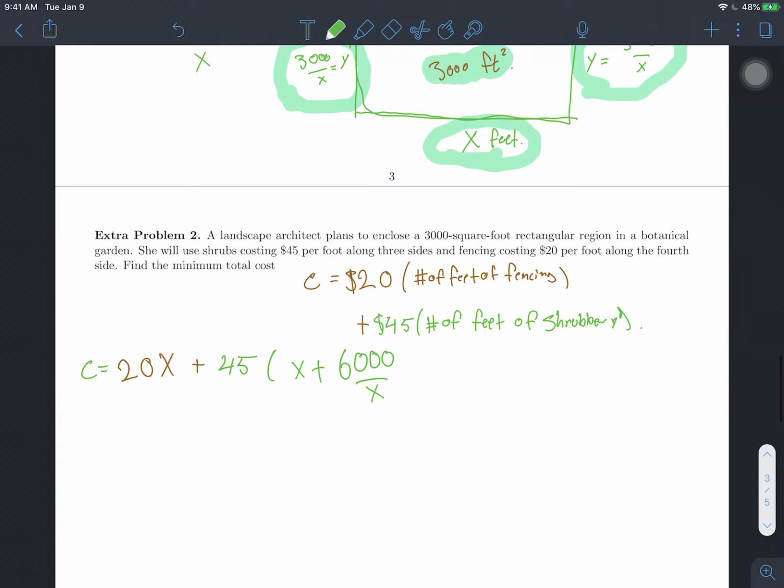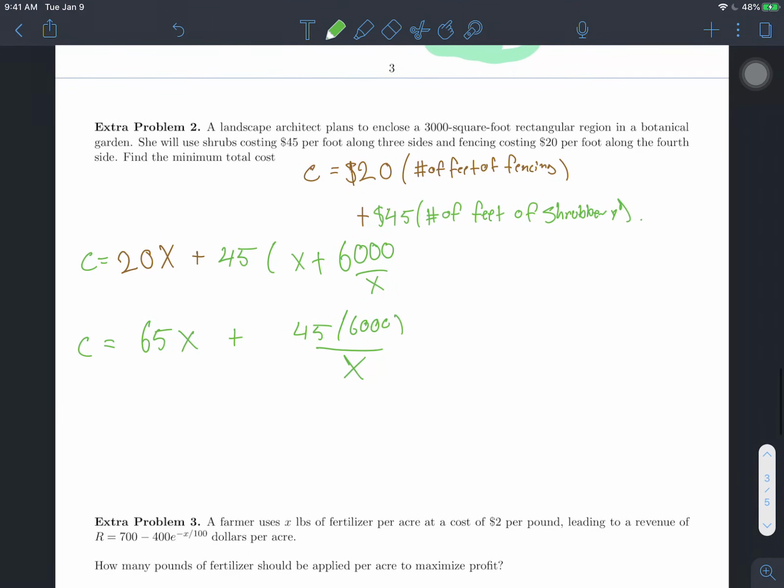So the cost of my whole setup is, let's see, we'll make that 65x plus 45 times 6,000 over x. All right. Now, we want to find the minimum total cost. So we better minimize this function.